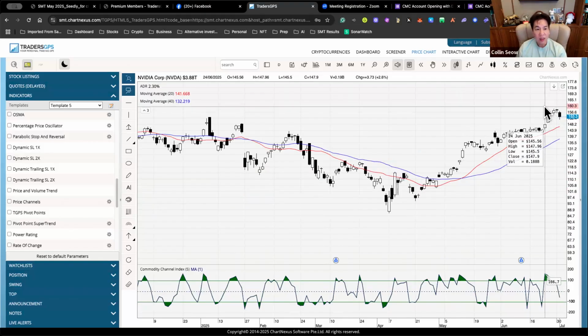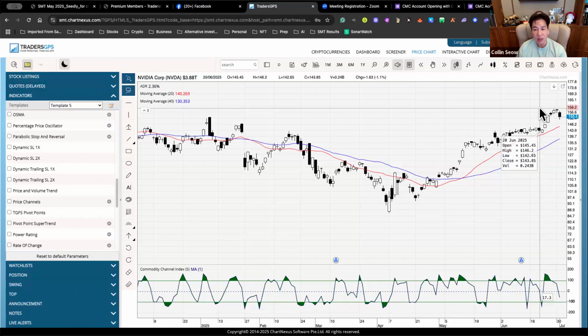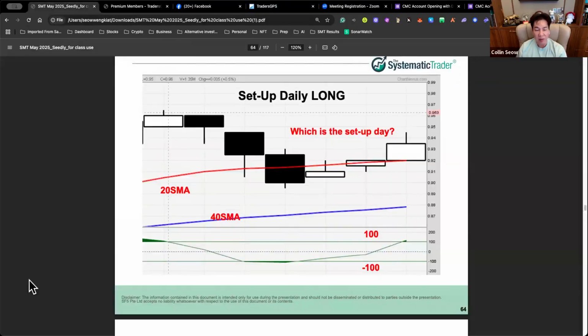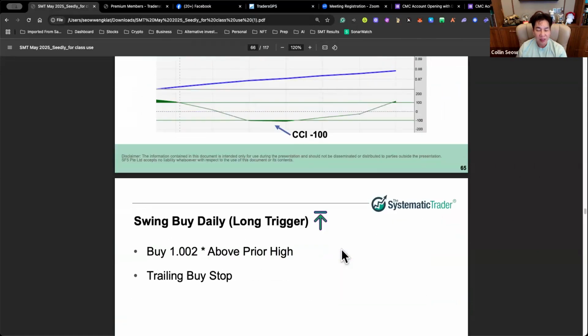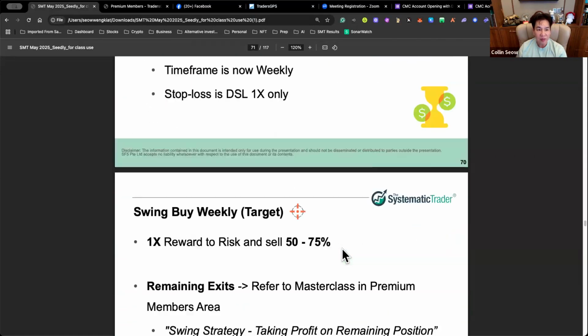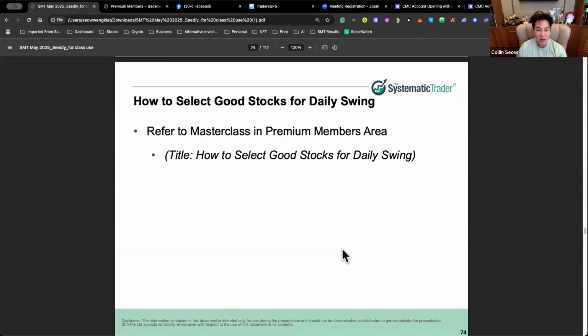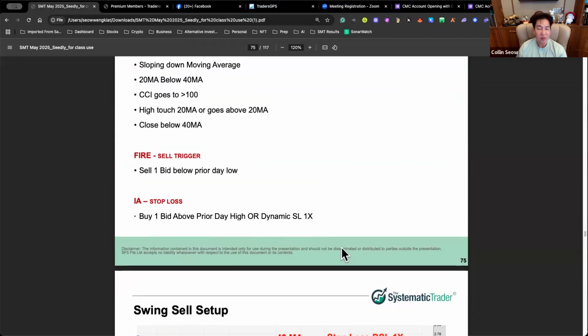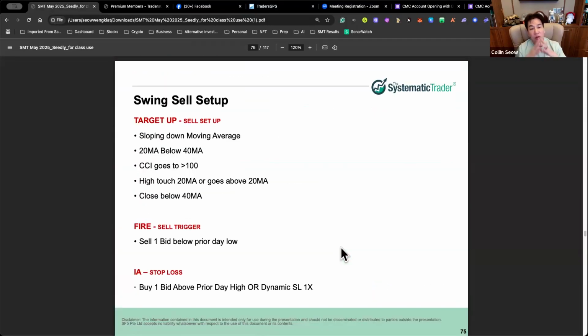Okay, so now we take this opportunity to go through, instead of just the long, the short. How many of y'all have not gone through the short yet? Have y'all gone through the short already? Type yes or no. No, okay. So now let's go through the short.